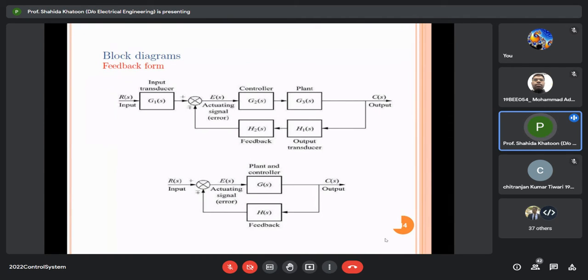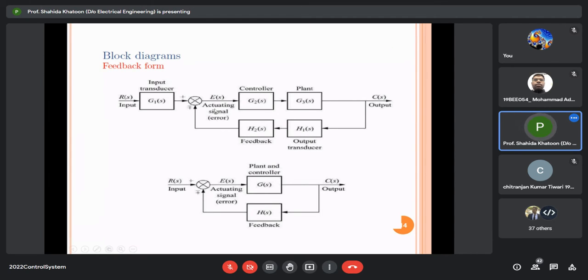So this is the feedback form. This is the actual form. Mostly our systems are represented like this, in which we have an input transducer having transfer function G1. It is fed to a summing junction, or summing point, or error detector.